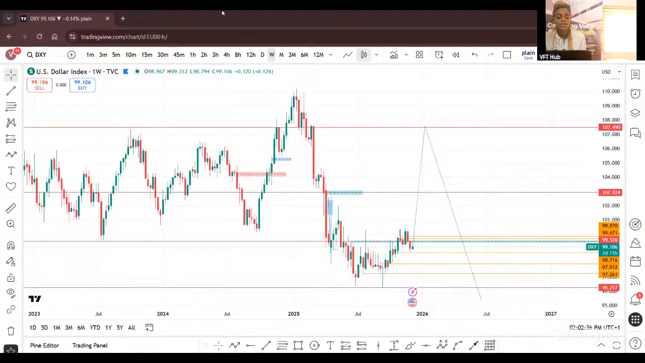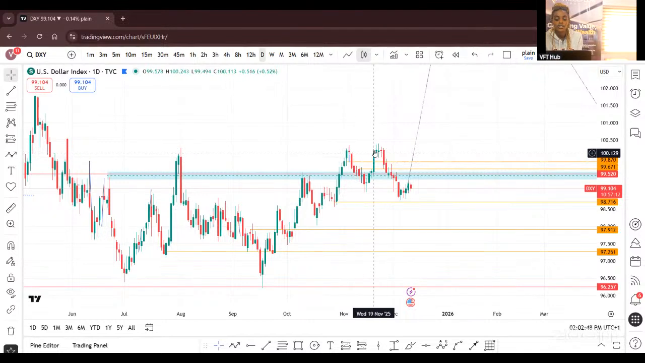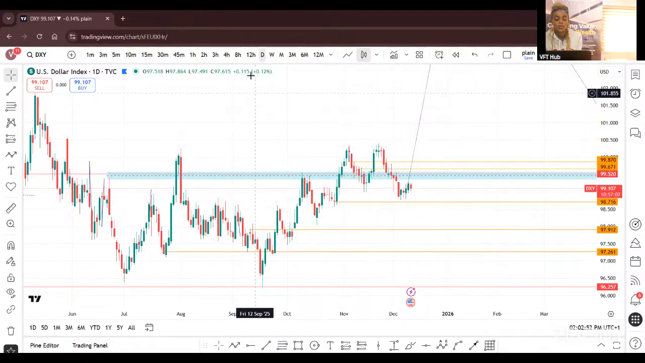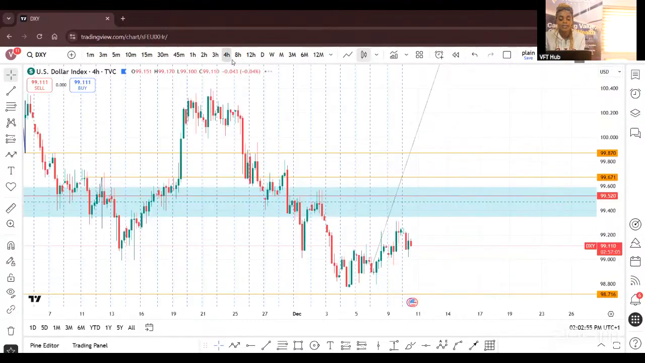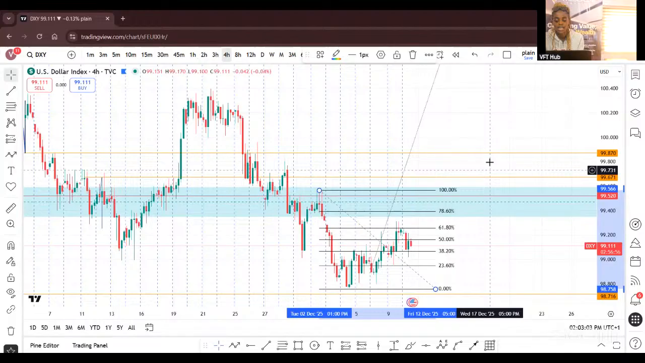And narrowing down to the daily time frame, we've seen that price failed to take out the high at 100.263. Instead, price just traded into it, and we're seeing this move to the downside. Coming down to the 4-hour time frame, we're seeing minor structure being bearish, of course, until we see a break of the high at 99.520. We will be looking for sell opportunities on the 4-hour time frame.